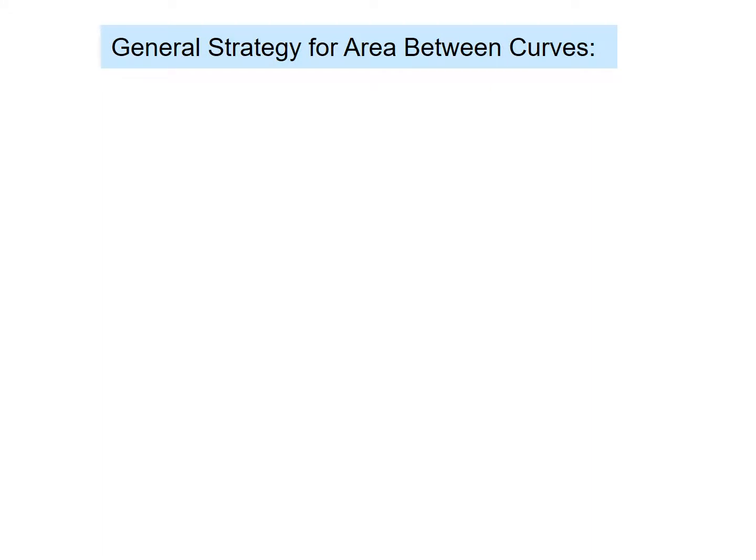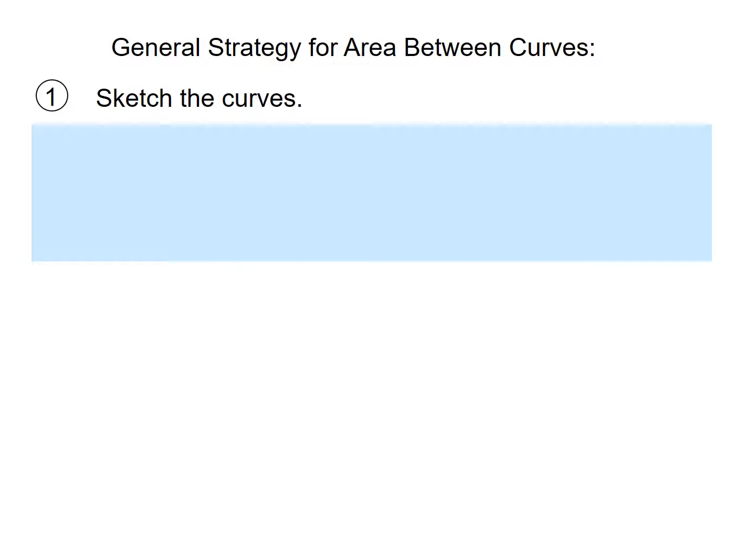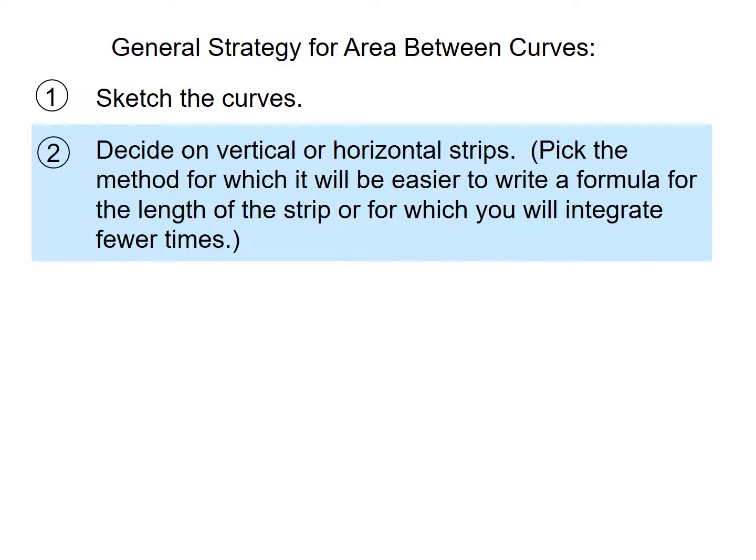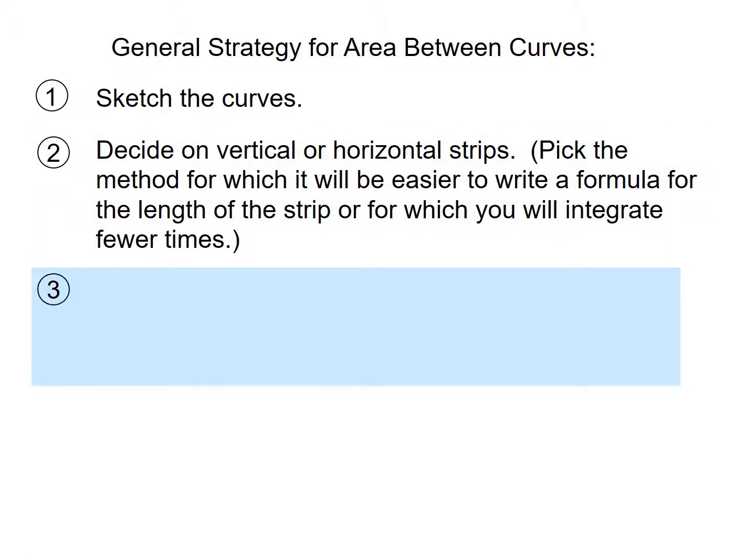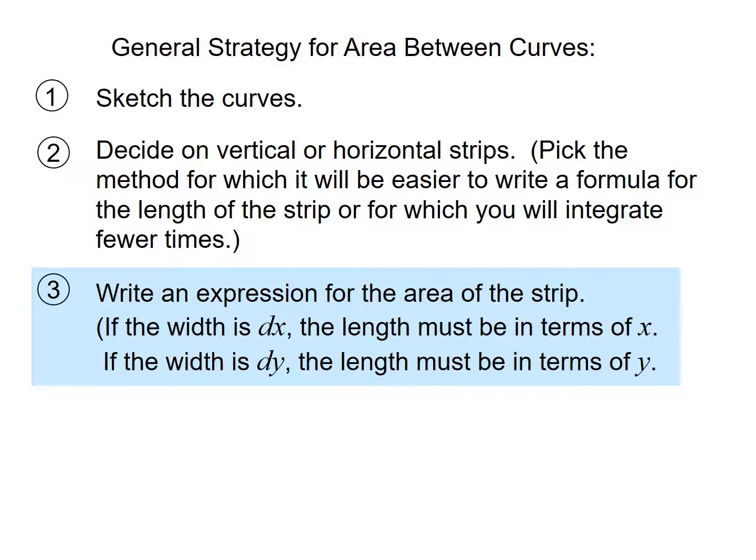Strategy for finding area between two curves. Sketch the curves to see what they look like. Decide which direction your strips are going to be oriented. That will determine your variable. Write an expression for the area of one of those strips using dx if it's going up and down, or dy if it's going left and right.